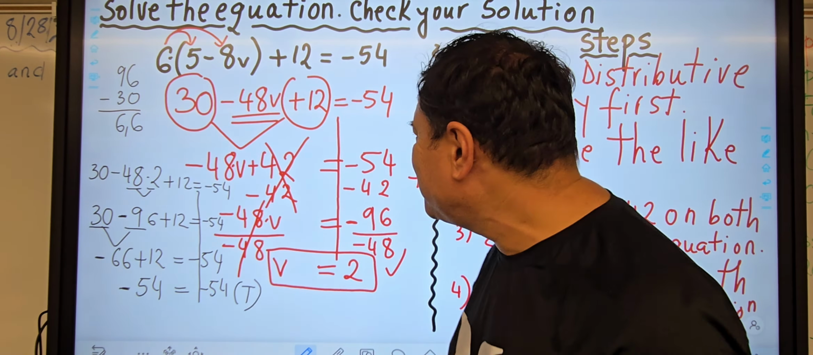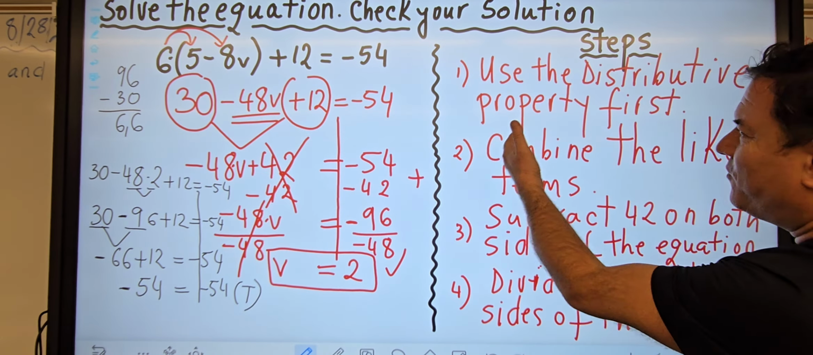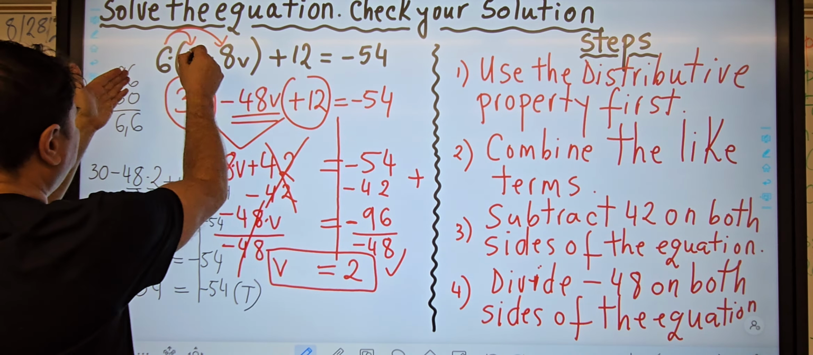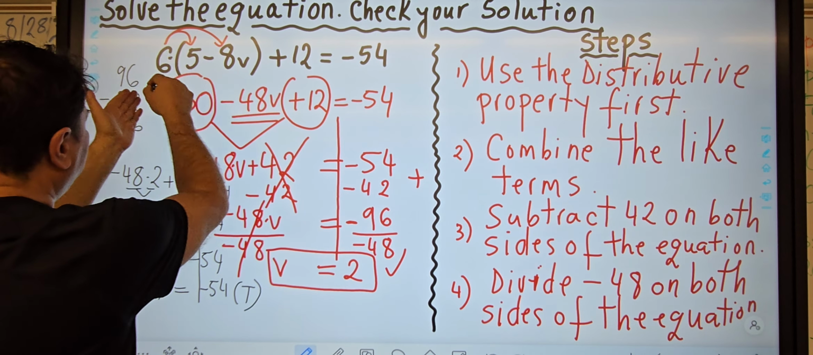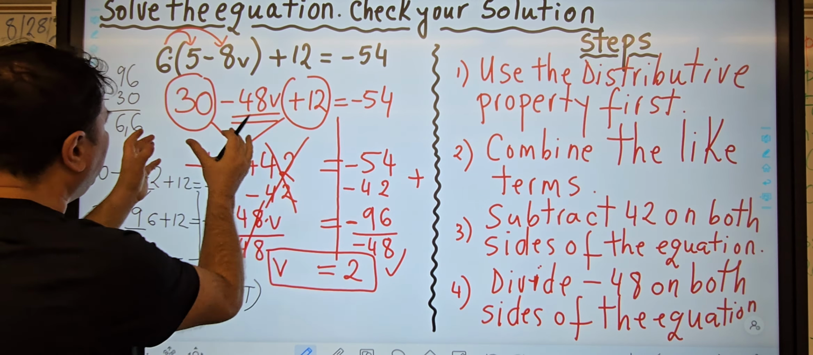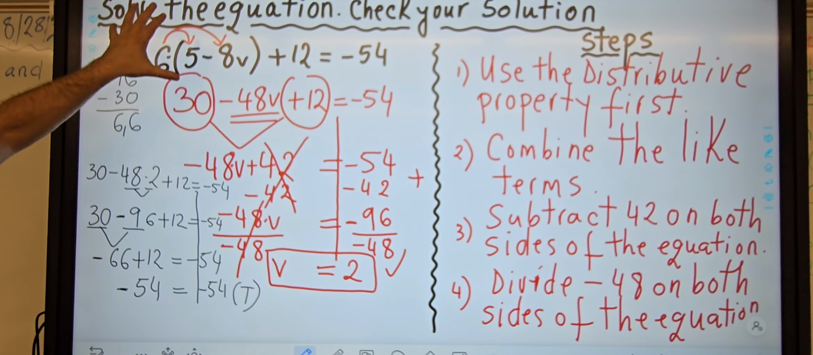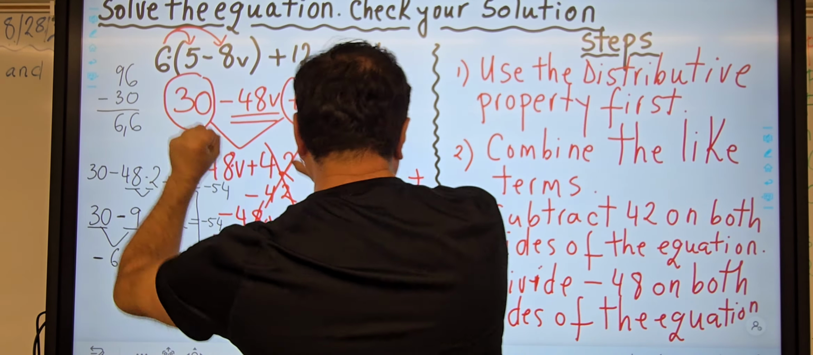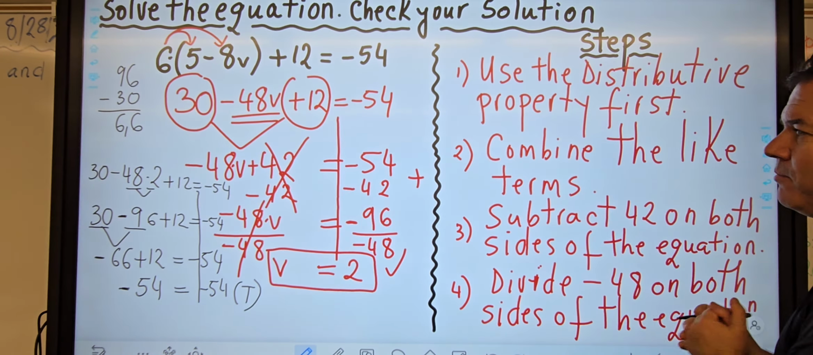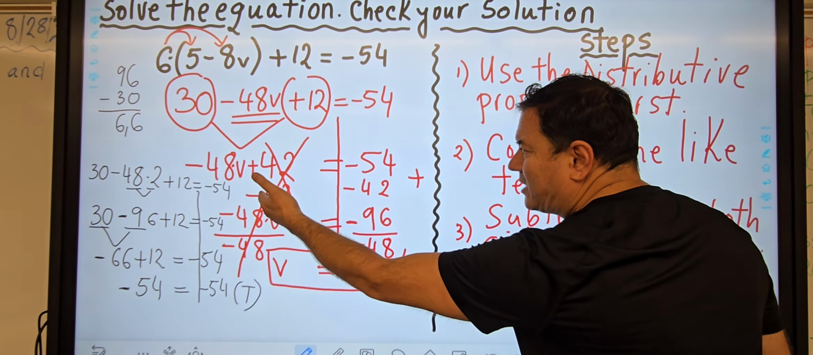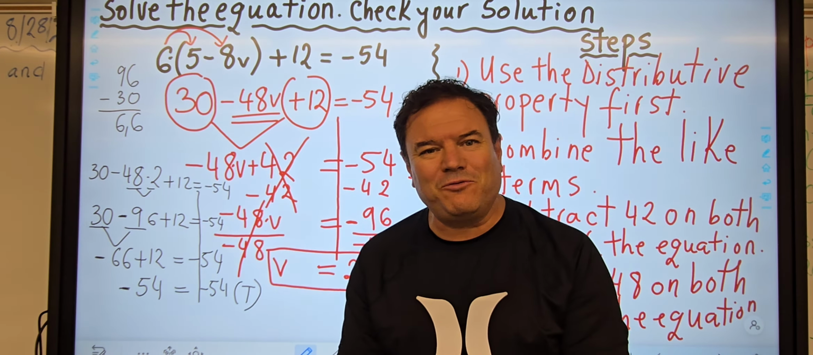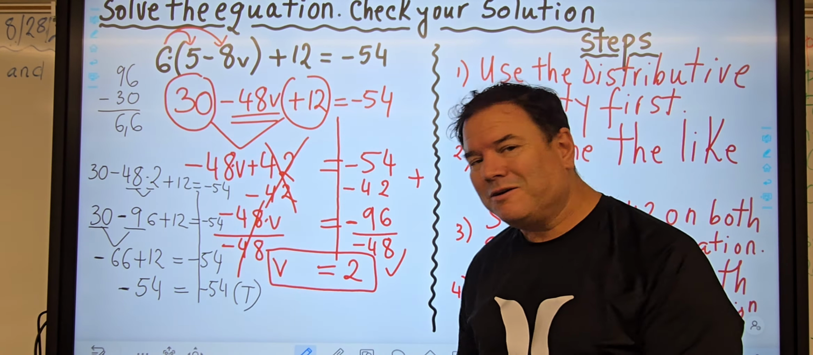And again, we did a step by step. We used the distributive property first by drawing the arrows and distributing 6 over 5 and 6 over negative 8v, getting rid of the parentheses first. Then we combine the like terms 30 and 12, step number 2. Next, we subtracted 42 on both sides, and finally, we divided negative 48 on both sides and got v equals 2.